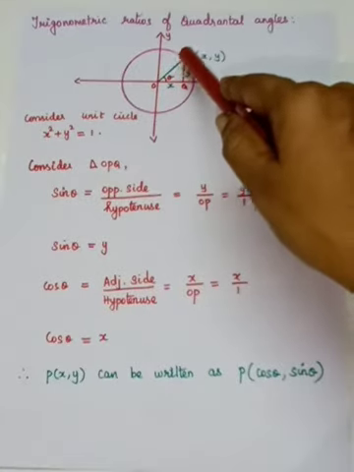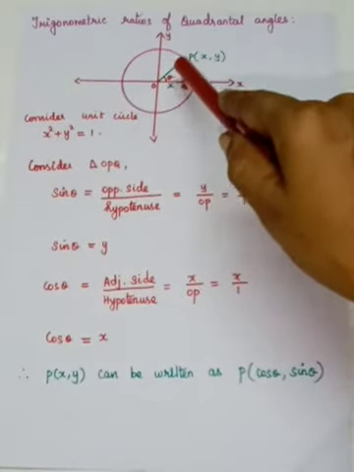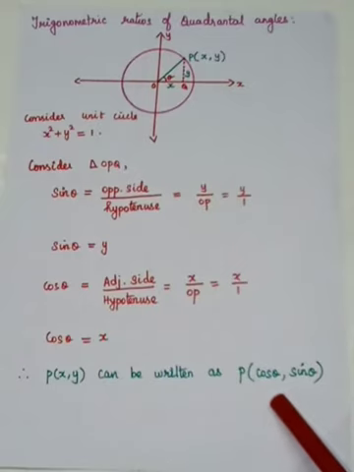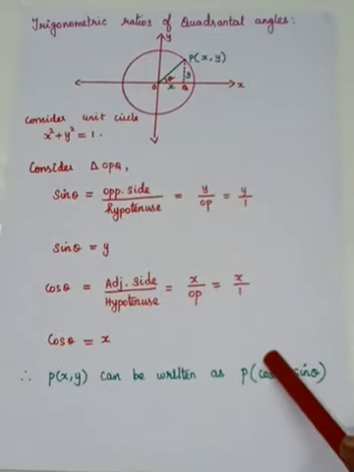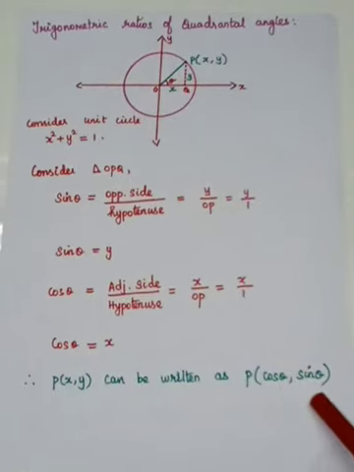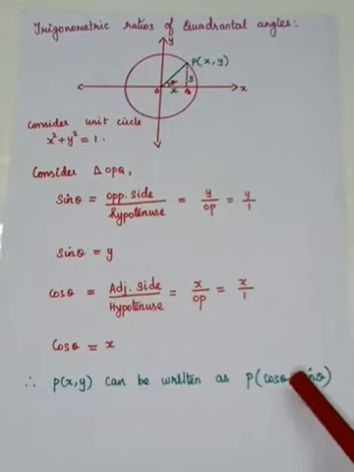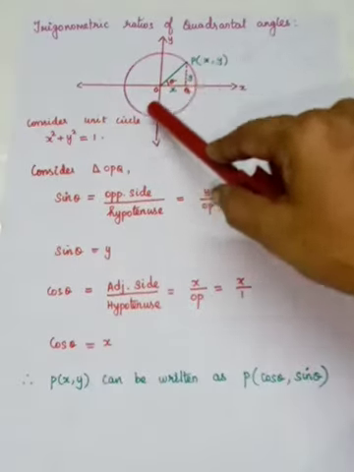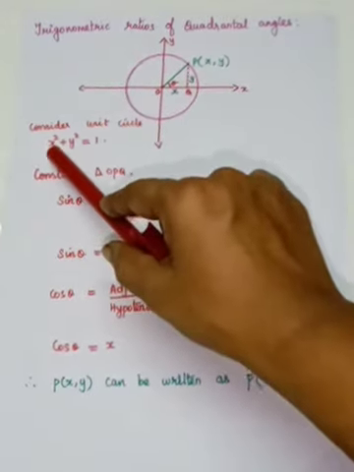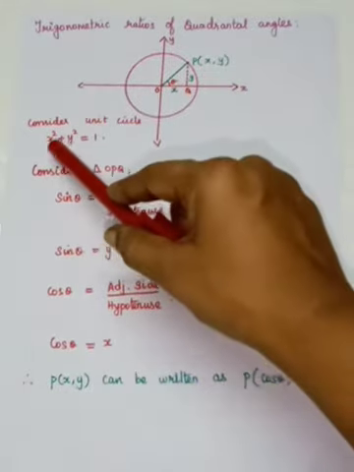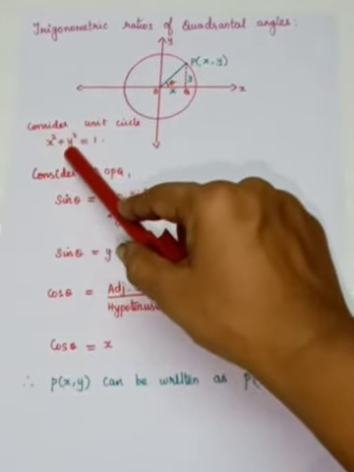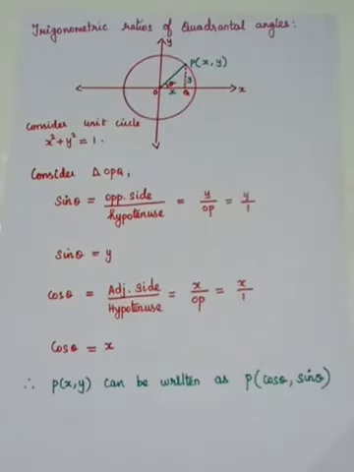So any point on the unit circle we can write as cos theta comma sin theta. The x coordinate is cos theta and the y coordinate is sin theta. That is the important result: any point on the unit circle can be written as P of cos theta comma sin theta. Take this point on the circle. If you substitute into the circle equation, in the place of x and y, what will you get? Cos square theta plus sin square theta is equal to 1. So we have the identity.